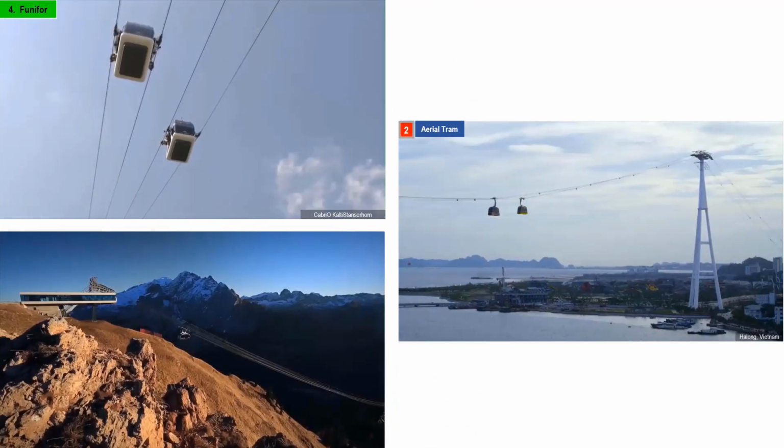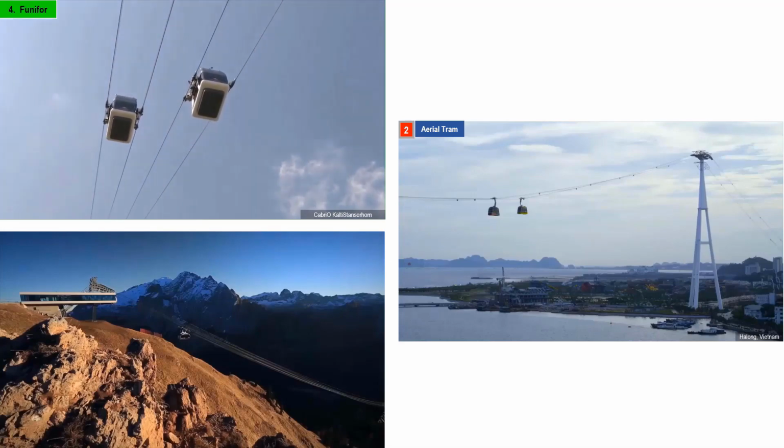In a funifor, the cables of the 2 cabins are independent of each other. The cabins can travel in opposite directions. It can also travel together in the same direction.